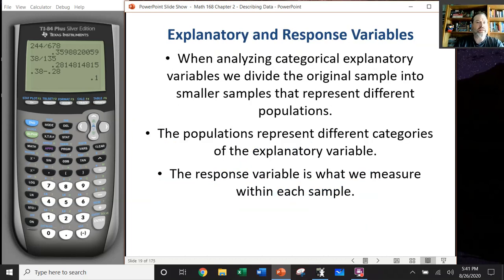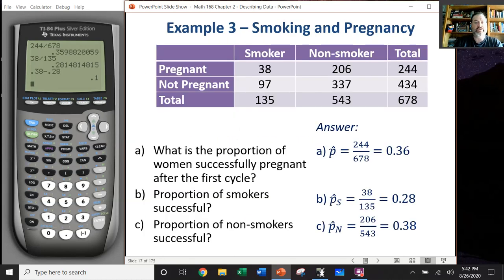So a couple follow-up questions, just follow-up things to think about. When analyzing categorical explanatory variables, we divide the original sample into smaller samples that represent different populations. So in the study we just saw, one population would be all women who smoke who want to get pregnant, and the other one would be all women who don't smoke. But our sample, if you go back and look at it, isn't huge. We only had 135 women who smoked and 543 who didn't.